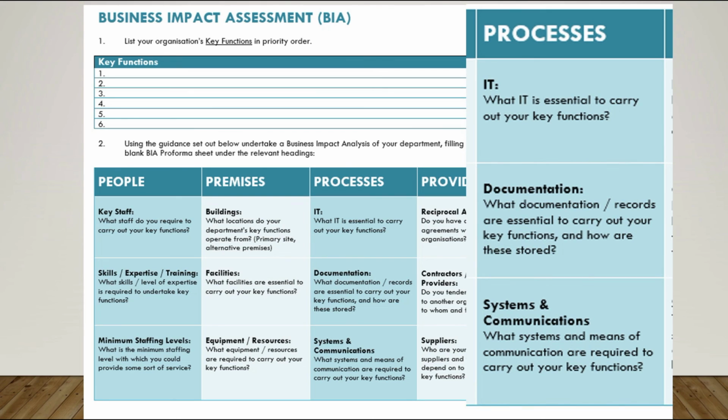Let's look at process. IT is a critical element. List the IT functions that are needed. What documentation and records are key and essential to your operation, that you can't live without? Where are they stored? Are they safely stored? What sort of systems and means of communications are required to carry out your key functions? All part and parcel of gathering information about what's going on in this department.